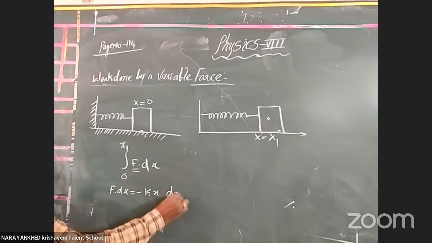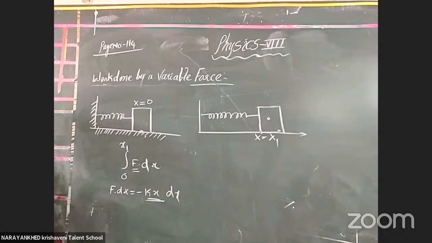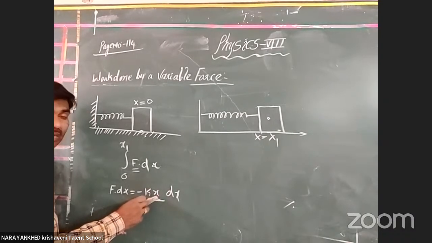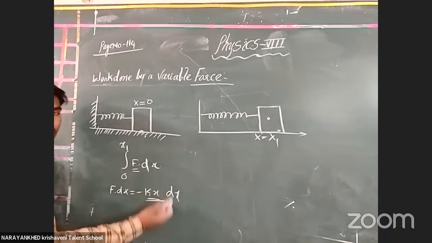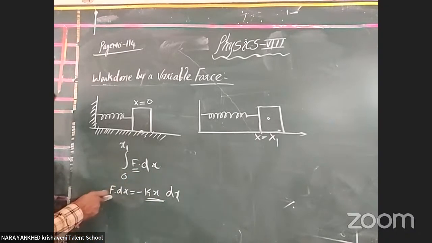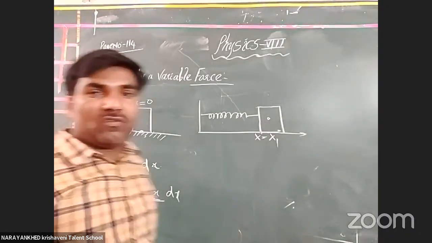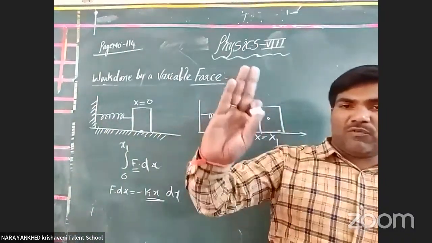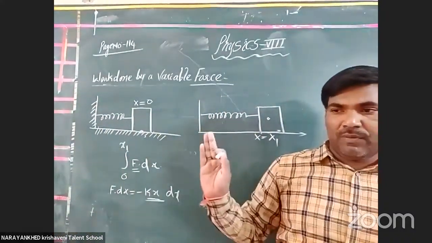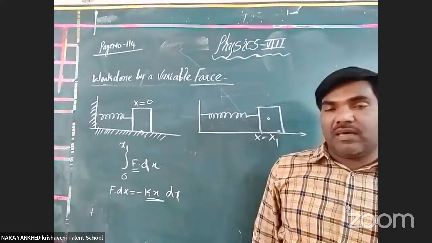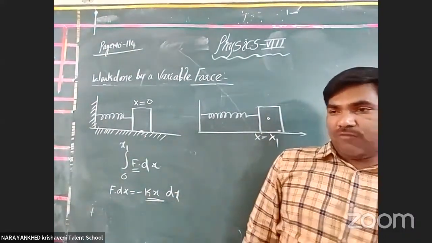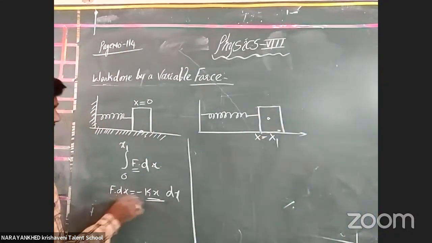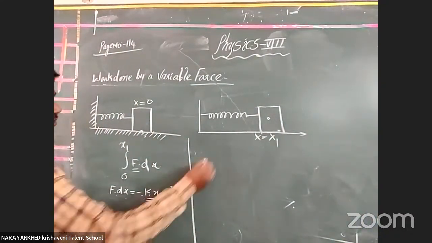F is minus kx into dx. Here k is the force constant. What is x here? x is the displacement, which is against the working of this particular force. We already discussed initially that when we apply a force on the spring, opposite to the force there is a displacement. That is why it is written as minus kx into dx. Okay, from the integration we get it. In the place of F dx, we have to write minus kx into dx.